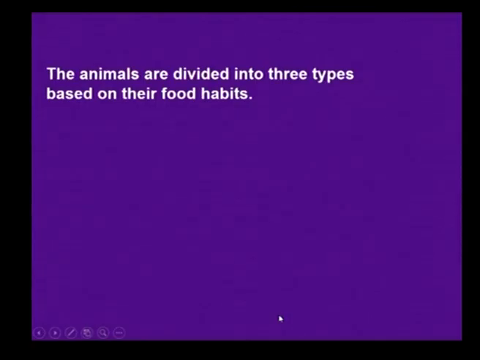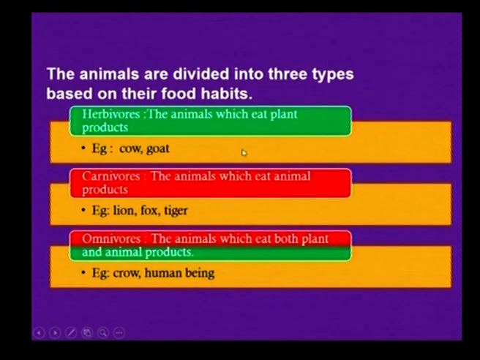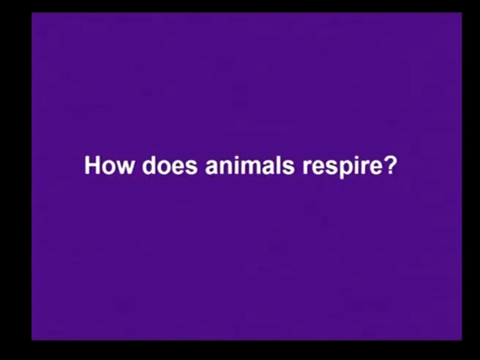Depending upon the food habits, the animals are divided into three types. They are herbivores, the animals which eat plant products like seeds, leaves, stems, etc. Examples are cows and goats. Carnivores are the animals which eat animal products. Examples: lion, fox, tiger. Omnivores are the animals which eat both plant and animal products. Examples: crow, human being.